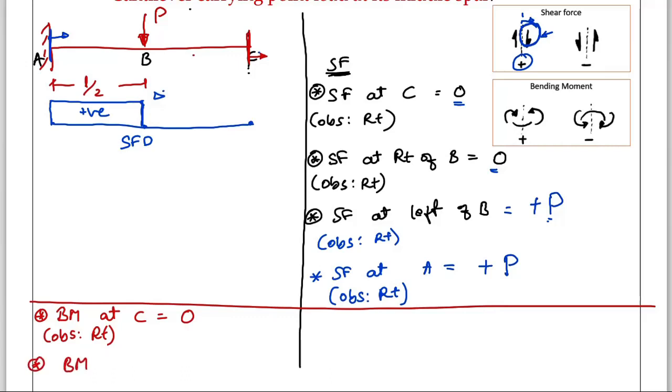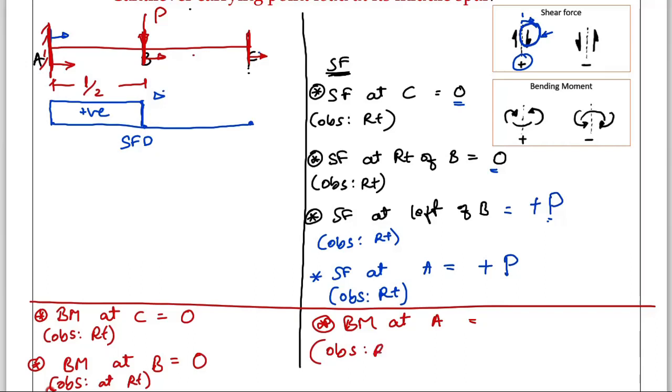Bending moment at B point. Take a section at B point. Observe the right side. What are you seeing? Again nothing I am seeing. Now bending moment at A point. Okay. Bending moment at A point. What are you seeing?